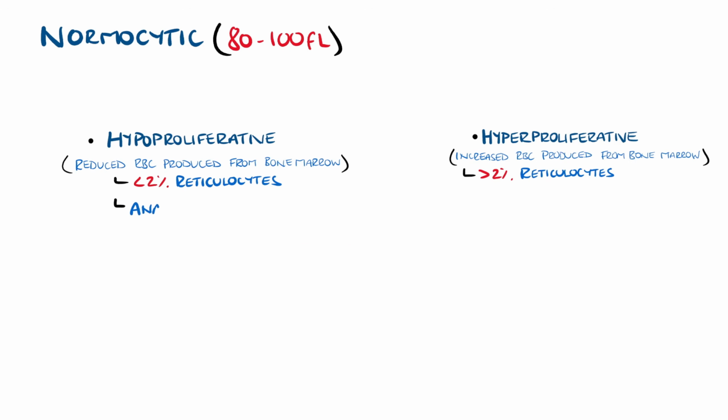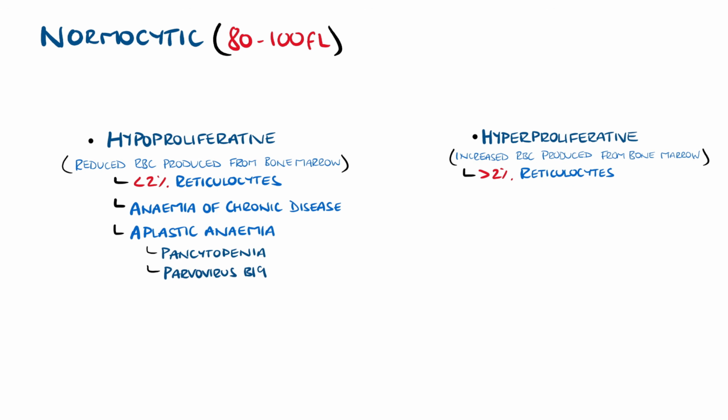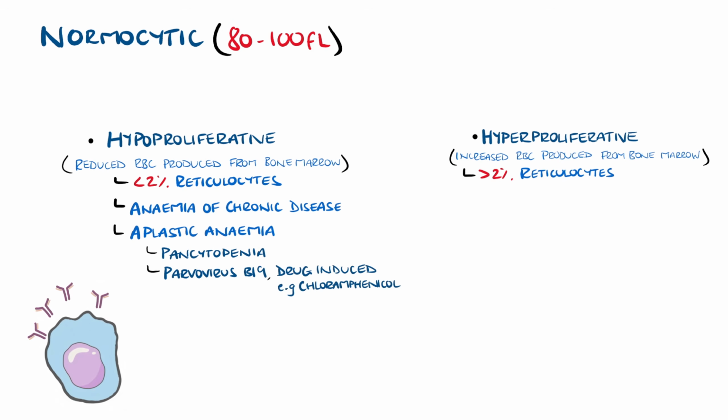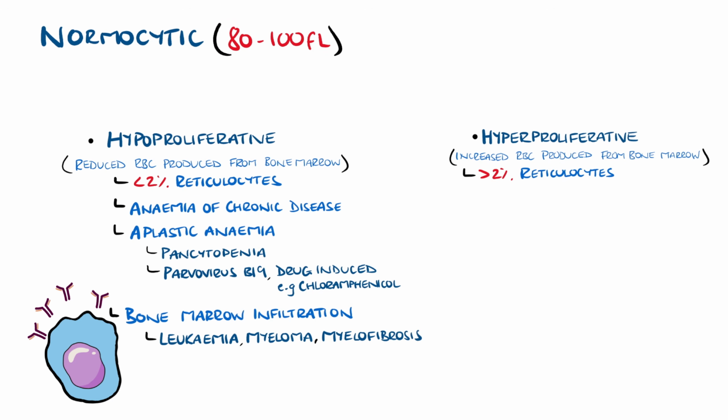Hypoproliferative examples include anemia of chronic disease, as we just mentioned, and aplastic anemia, which would feature pancytopenia, meaning low levels of platelets and white blood cells, as well as anemia. This can be caused by parvovirus B19 or drugs, like for example chloramphenicol. Another example is bone marrow infiltration, for example through leukemia, myeloma, or myelofibrosis.